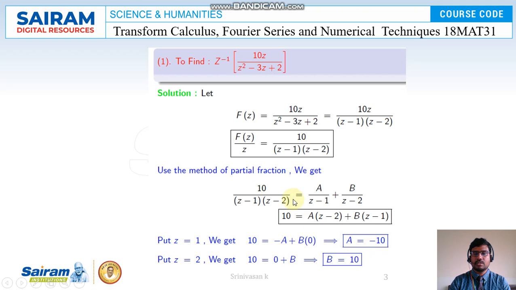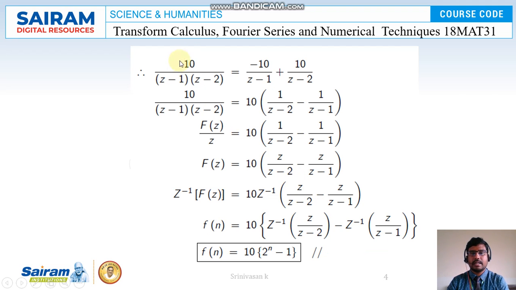Substituting the a and b values in this equation, we get 10 divided by z minus 1 into z minus 2 equals minus 10 divided by z minus 1 plus 10 divided by z minus 2. Here 10 is common. Taking it outside, we get 1 divided by z minus 2, the positive term, and the negative term is minus 1 divided by z minus 1. So capital F of z divided by z equals 10 into 1 divided by z minus 2 minus 1 divided by z minus 1. Now multiplying z inside, we get z divided by z minus 2 minus z divided by z minus 1.